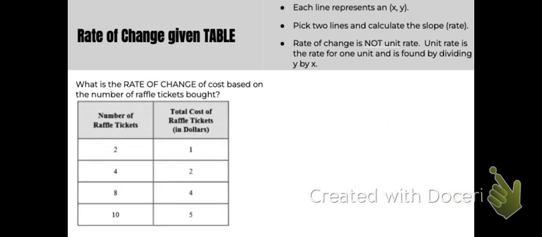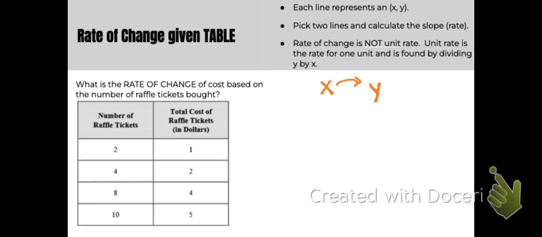Let's try another. Again, these represent X and Y, and it's not labeled X and Y in this case. So let's think about it. The X is always going to be our independent variable. We can put anything in for X, and that determines Y. That's the dependent variable, the Y is. What Y equals depends on what you put in for X.